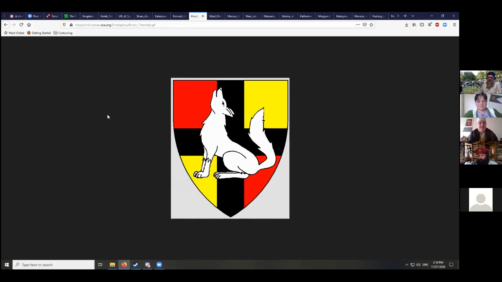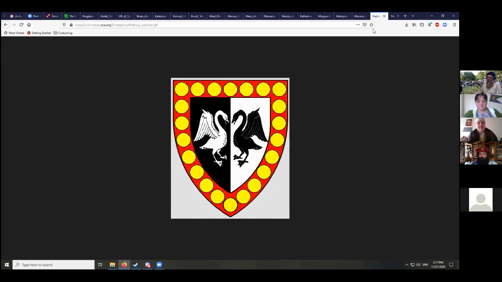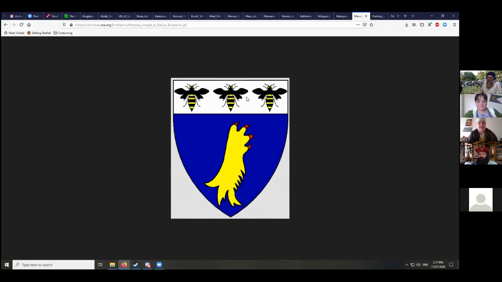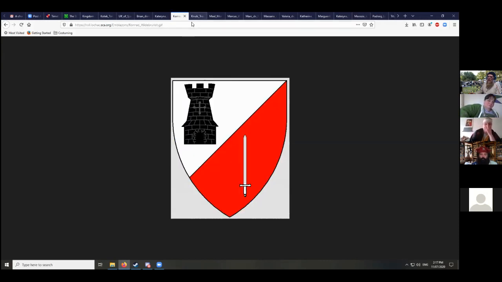In fact, if we remember back to the swans over here, all those spots, they are tertiary charges because they are contained entirely within the border. Again, looking at Marosia, these bees or wasps, these whatever insects these may be, they are entirely contained within the chief. But that's not the case with the wolf.